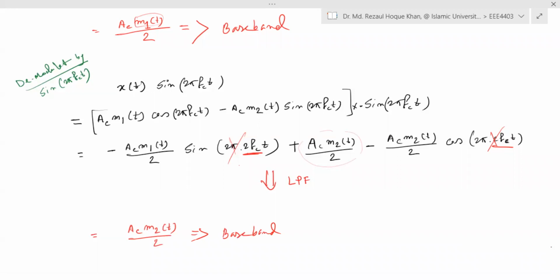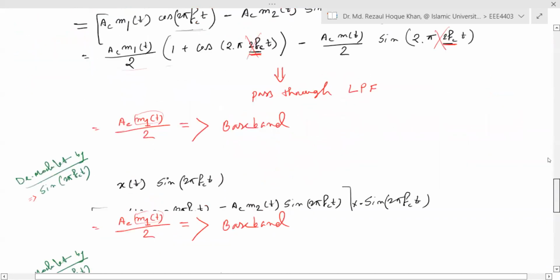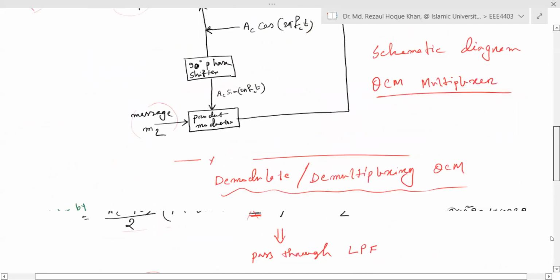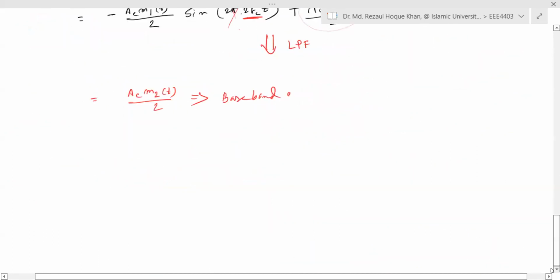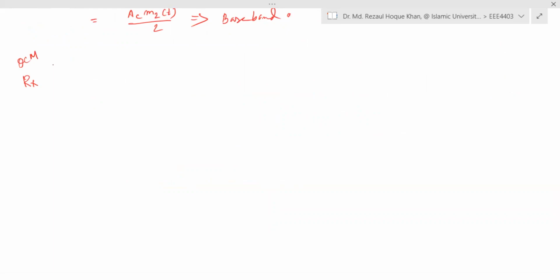Baseband message M2 here, right? By demultiplexing or demodulating with two different carriers, we can actually receive the corresponding message. So if I draw the demodulator, here we draw the modulator or transmitter, and here let us draw a receiver. How does this QCM receiver look like?